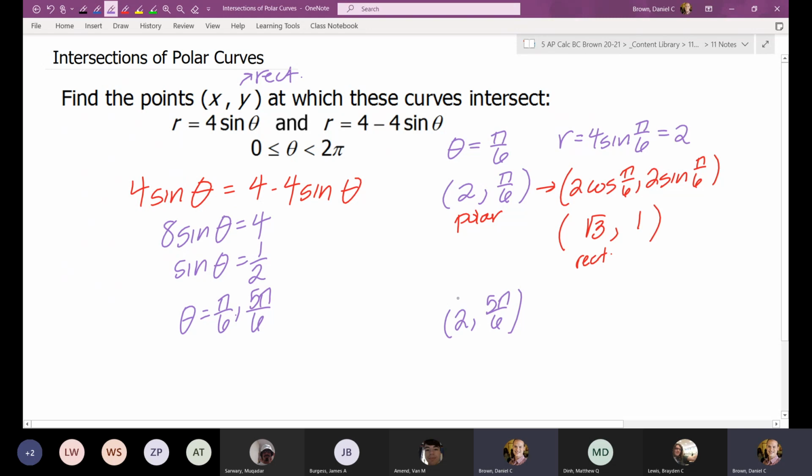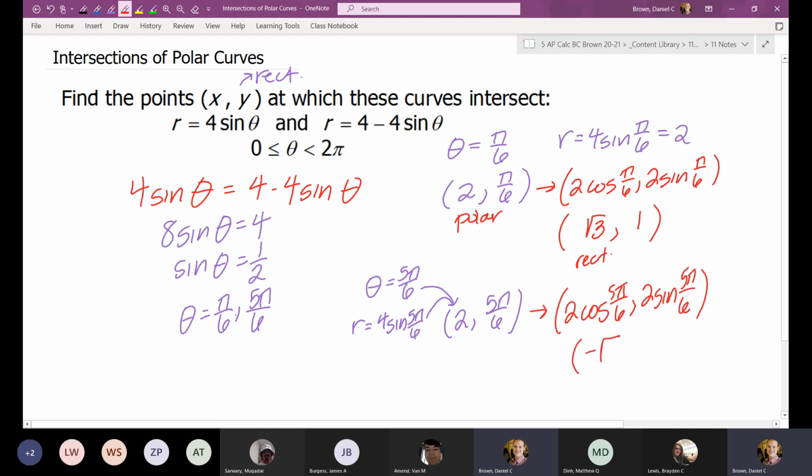And again, where I got that 2 from, if theta is equal to 5 pi over 6, plug it into one of them. 4 sine of pi over 6 is 2. That's the polar coordinate. Putting it as a rectangular coordinate, our cosine of theta, our sine of theta. Cosine is negative in that quadrant, sine is still positive. So we have two points of intersection.